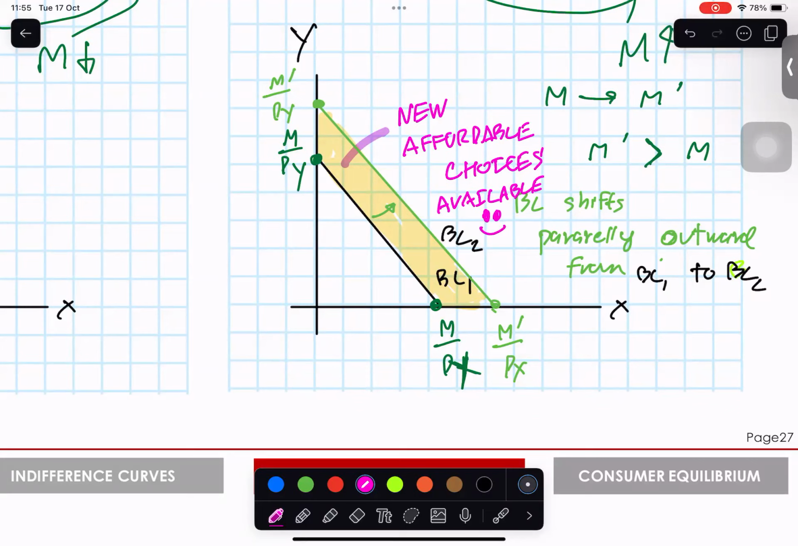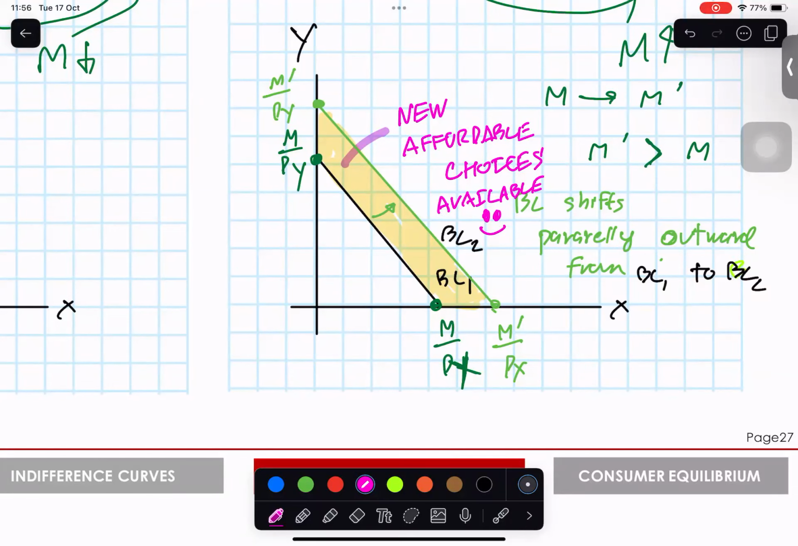Now, with more income, more consumption choices are available for him. Where are they? In this shaded region here, which contains new consumption baskets never affordable before. His budget set expands from the original triangle to a bigger triangle.